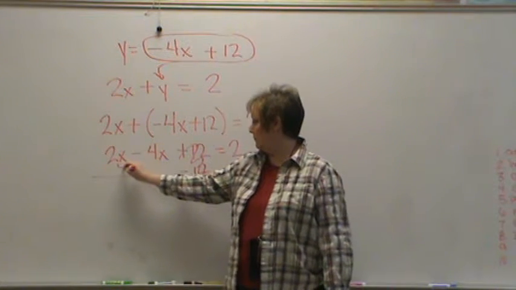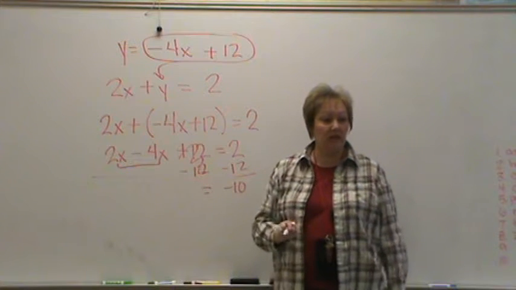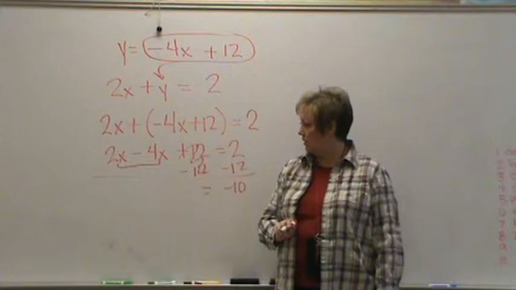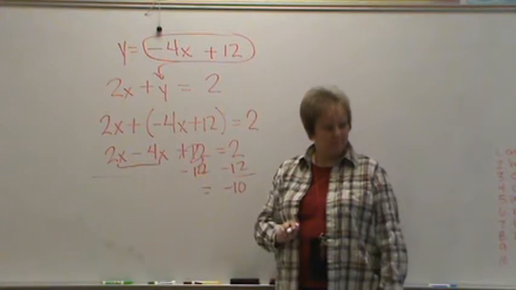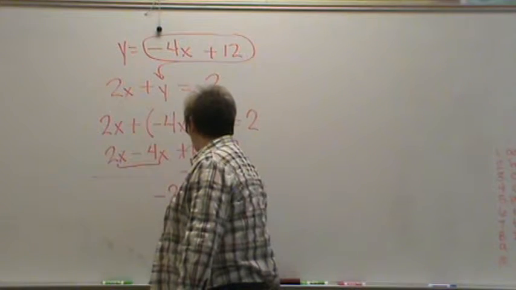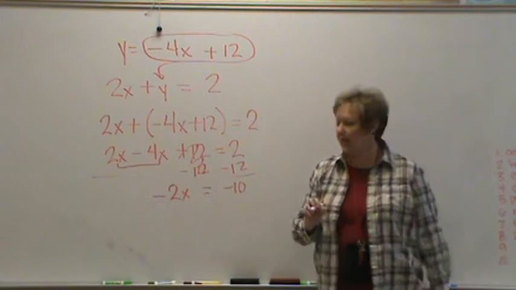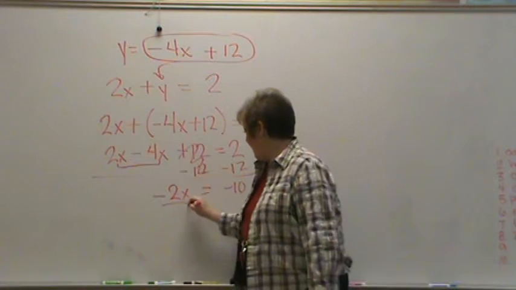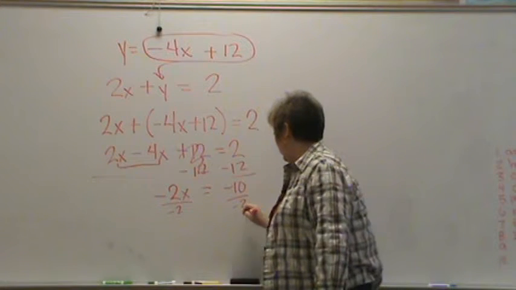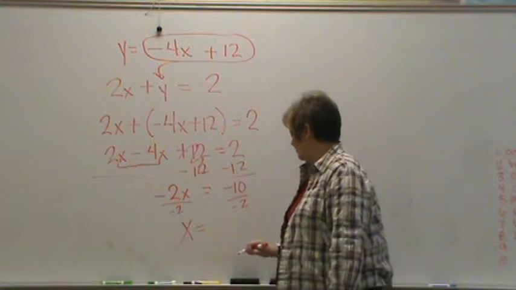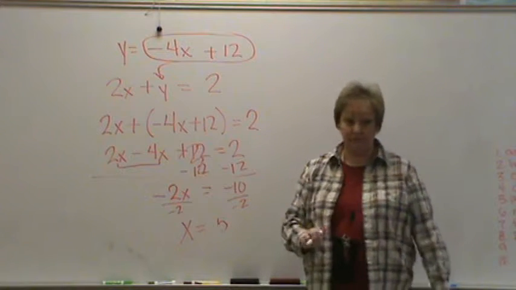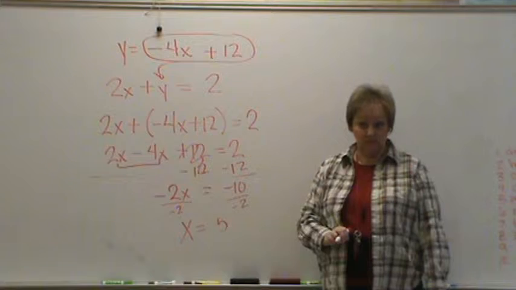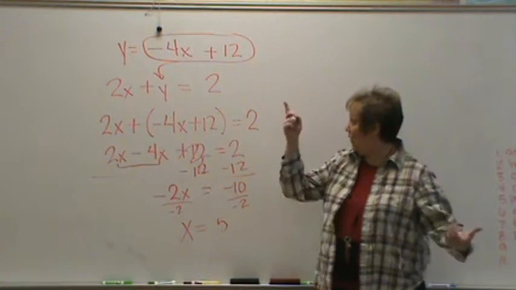You subtract 2x and 4x. And what do you get? Negative 2x. Those of you who said 2x, check your sign rules. Now what do I do? Divide by negative 2. And I get x equals 5. Are we done? Yeah, we gotta find y.